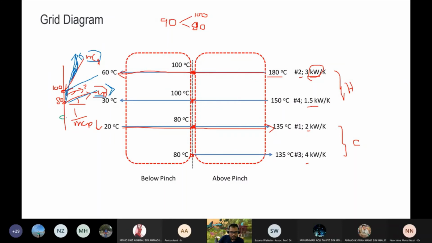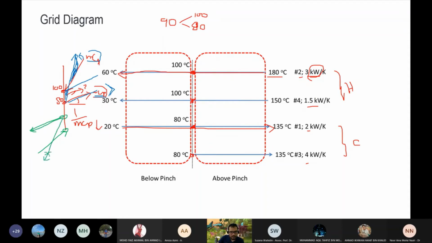The same goes with the other one, the below pinch. So this is then the fix. This is then the hot stream. This is then cold streams. The same goes over here. So if the hot stream has a small MCP, that means the slope will be steeper. It will become something like this.